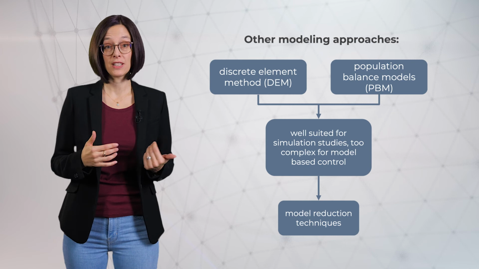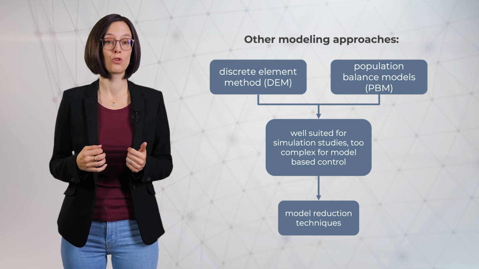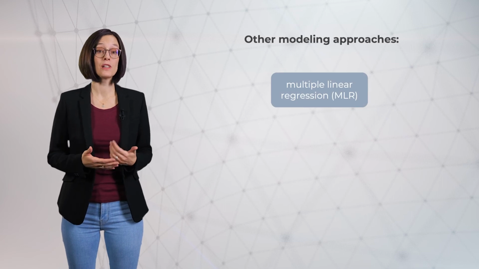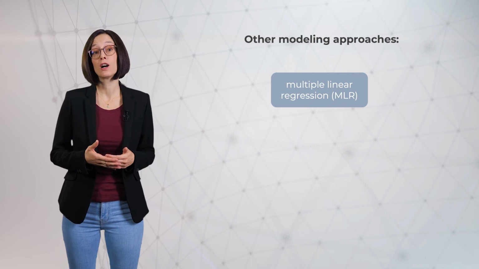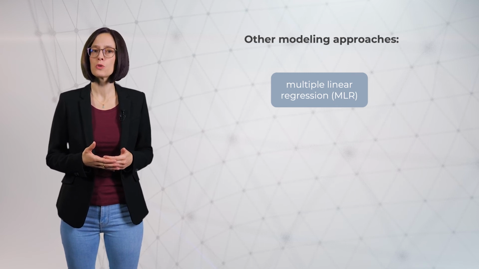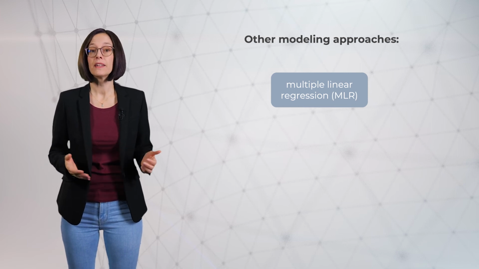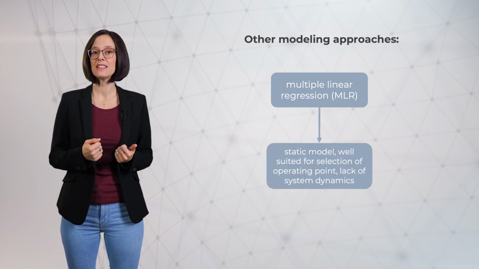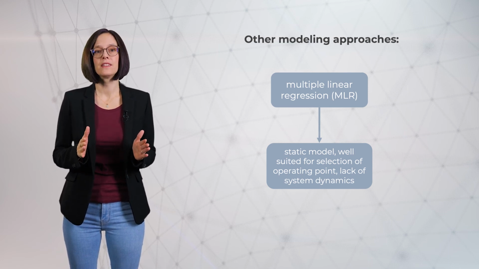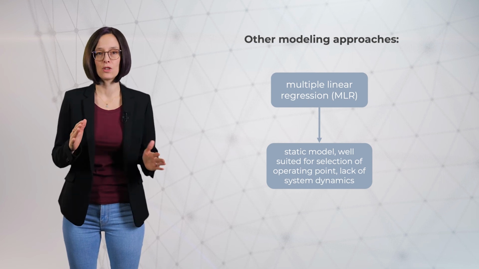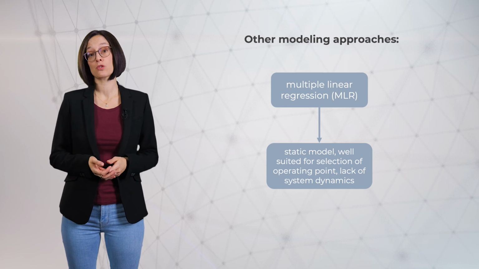Appropriate model reduction techniques can be used to derive models that are suitable for model-based control. Besides these detailed models, so-called multiple linear regression models, or MLR models, are often used to select the operating points of pharmaceutical unit operations. They are typically based on steady-state data, which means that they are static models and therefore cannot capture dynamics of the system. Consequently, they cannot be used for model-based control.